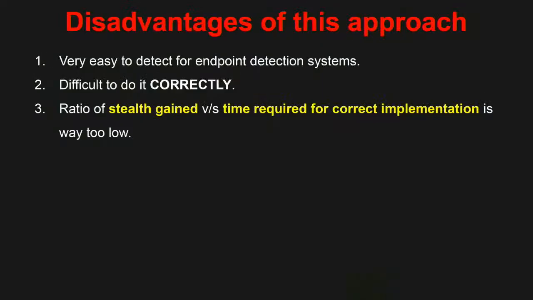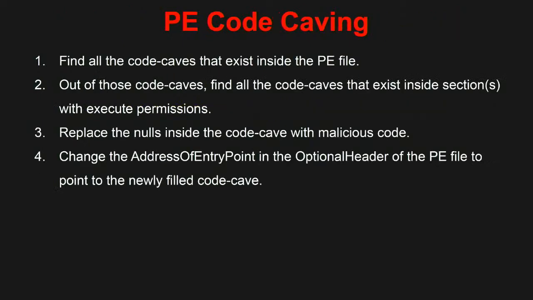The stealth gained using this approach versus the time required for its correct implementation is way too low. You gain very little stealth for the amount of pain that would be required to go through this approach, right? You can't just add a section at the end of the PE file and expect it to run. You would have to change the section headers, you would have to change all the checksums, you would have to change the time date stamp. So it's a ton of different things that you have to do, and in the end, it would be an easy red flag, right? So this approach is not really viable.